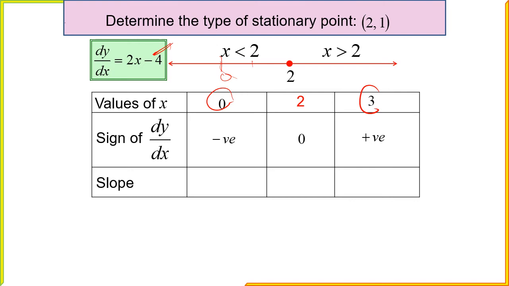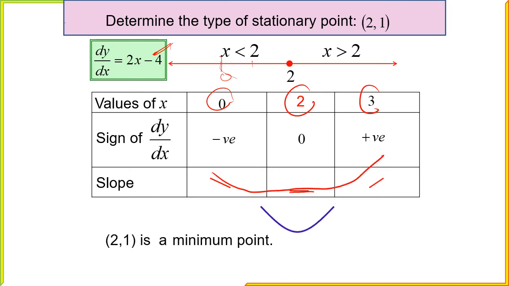So the negative slope is going down, and then 0 will be static, a horizontal line, and then positive is going up. Means that this x equal to 2 is actually a minimum point. So that's why the point (2, 1) is a minimum point. This is our conclusion after checking by using the first derivative test. It's easier to find out the nature, the type of the stationary point by using the table form.